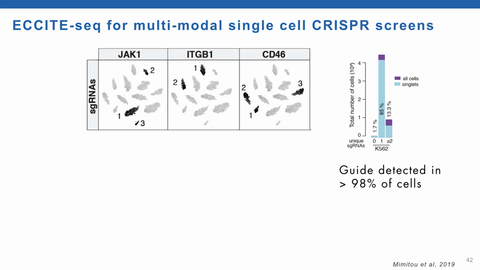So this is what the data looks like. This was just a very small scale proof of principle screen where we took 20 different guides against targets that we were interested in. We were really pleased to see that we could detect the guide in greater than 98% of cells. And by doing this together with cell hashing, we could discriminate doublets that were a result of two cells being partitioned into one droplet from apparent doublets where we had two guides per cell as a result of two different viral particles getting into that one cell.